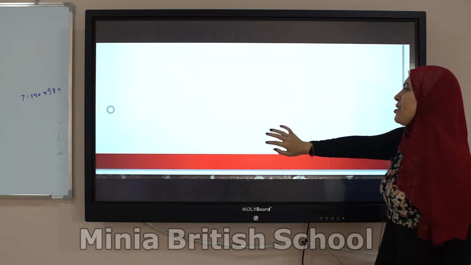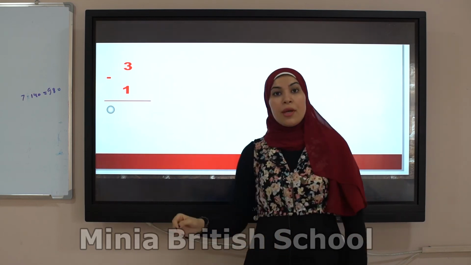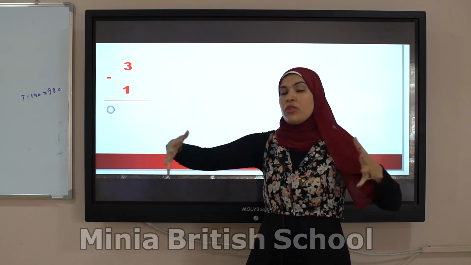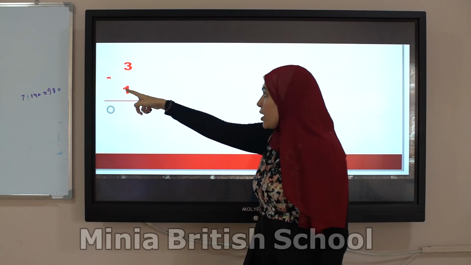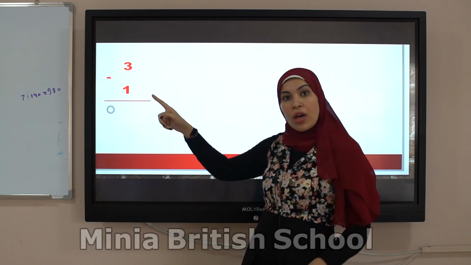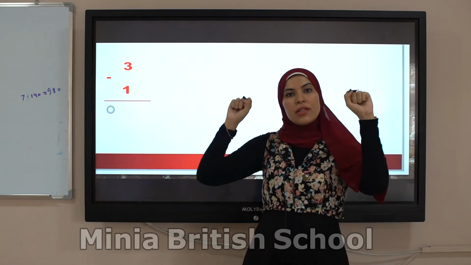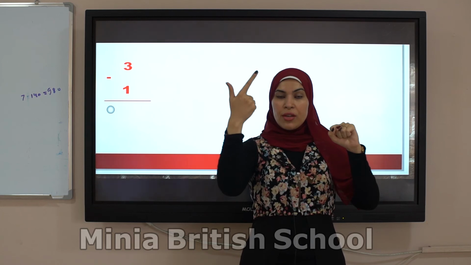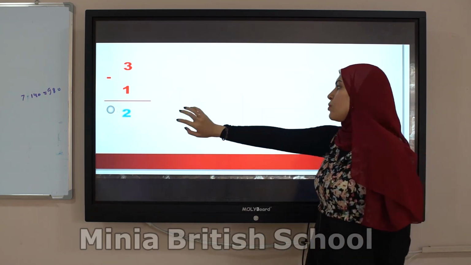Okay, let's do this exercise. 3 minus 1. I remember in subtraction I count from the smallest number to reach the greatest number. Ask yourself, where is the smallest number here? The smallest number here is number 1. So I count after 1 to reach number 3. Close your fingers and count after 1, 2, 3. Here, how many fingers? 2. So the answer is 2.